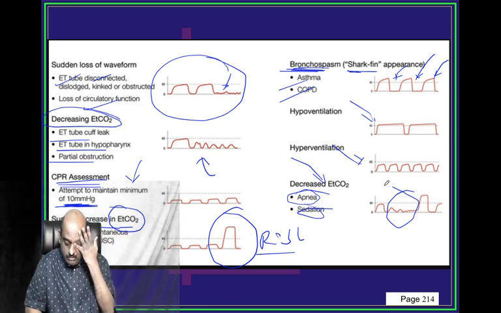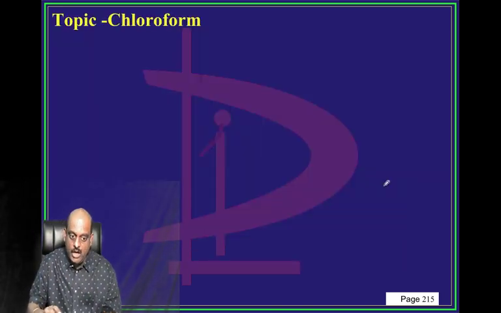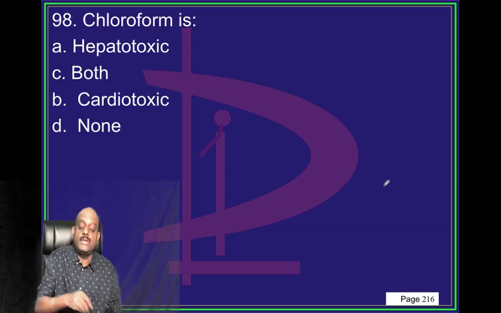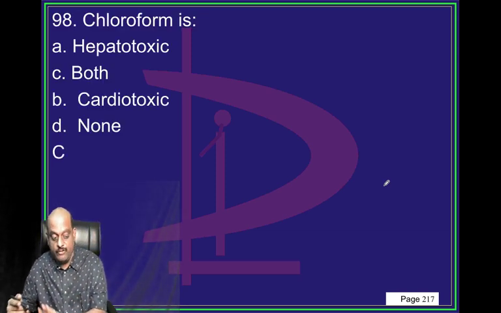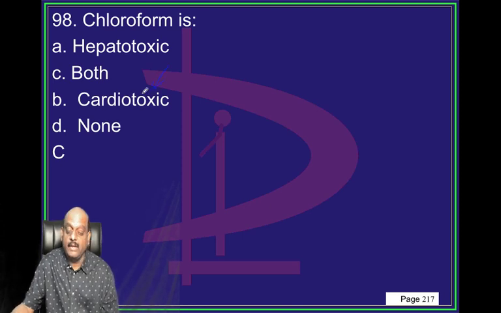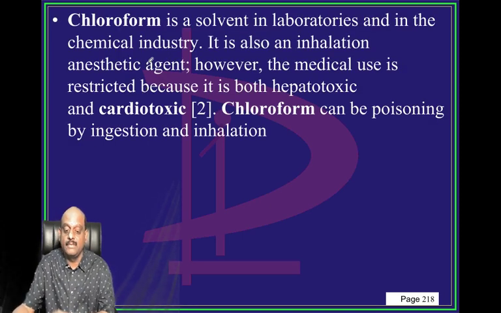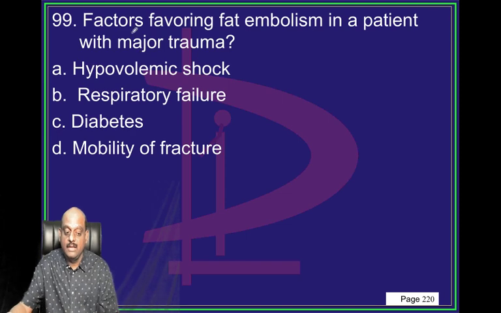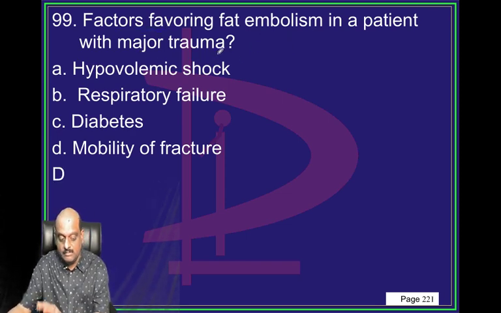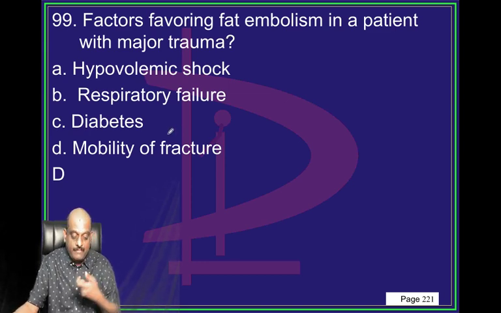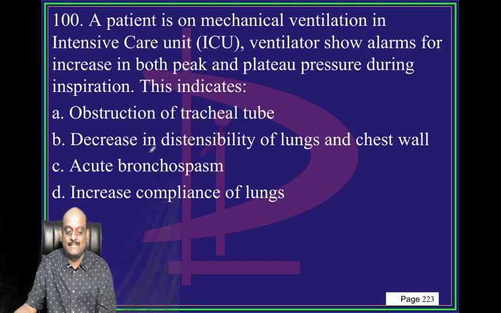That is what you need to remember. Now, what is chloroform? Chloroform is cardiotoxic. What factors favor fat embolism in major trauma? If the fracture site is more mobile, or it is a long bone fracture, that will favor a fat embolism.